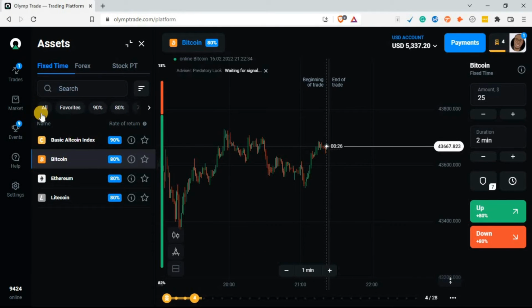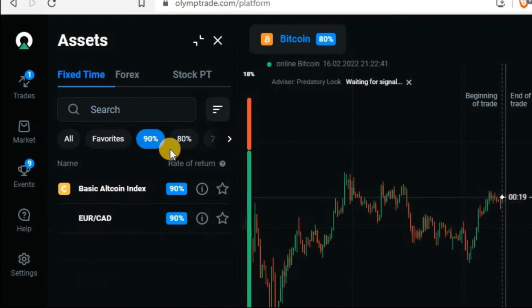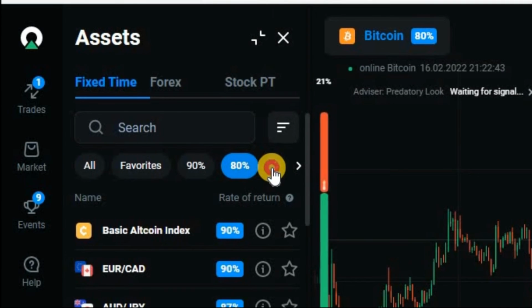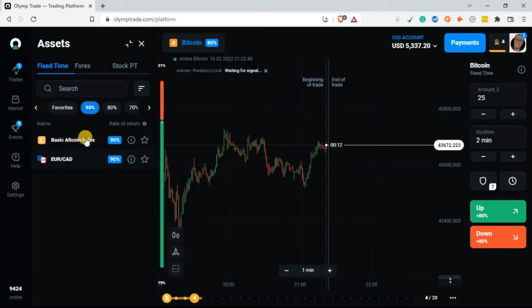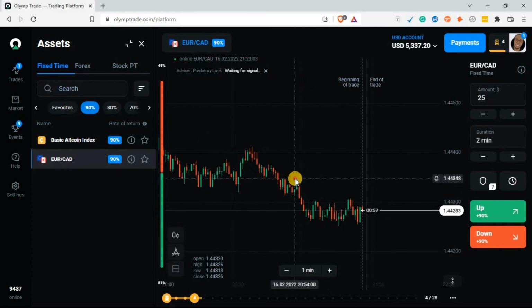Another way to pick an asset to trade is by choosing depending on their payout. So there's the 90%, then there's the 80%, there's the 70%, and such. If I want to trade only those that are returning 90%, I'll just click 90% and then choose from this list. It will be added to your chart.